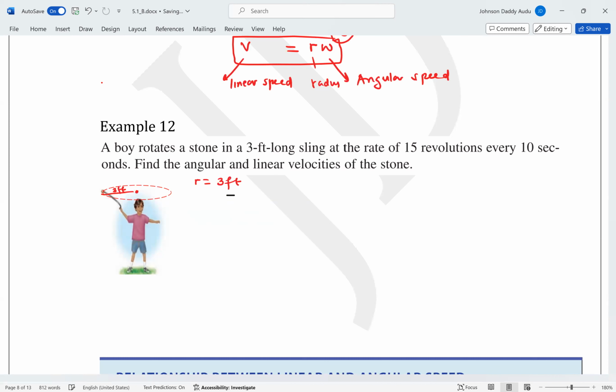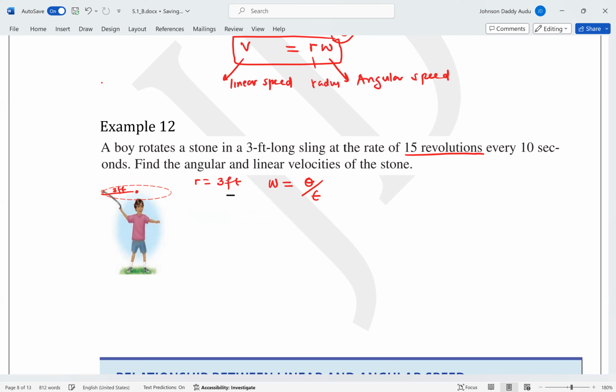And at what rate? At the rate of 15 revolutions in every 10 seconds. So we want to find the angular and linear velocities. So how do we find the angular velocity? Remember, the angular velocity is just what? Theta per time, right? So here already we have how many revolutions? So this is like 15 revolutions in every 10 seconds, right?